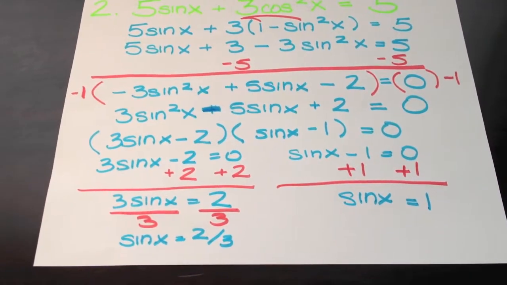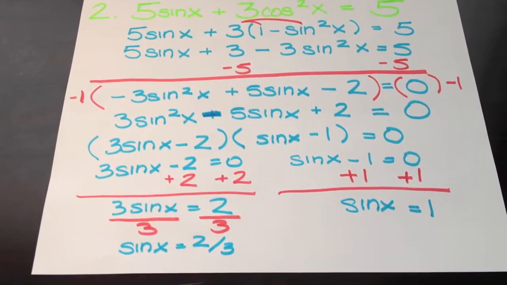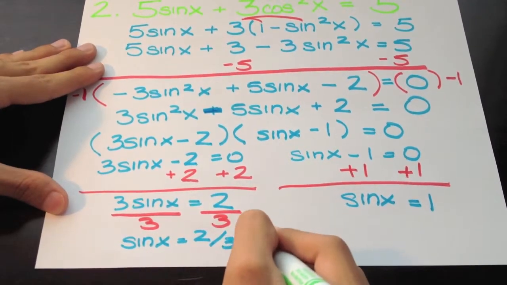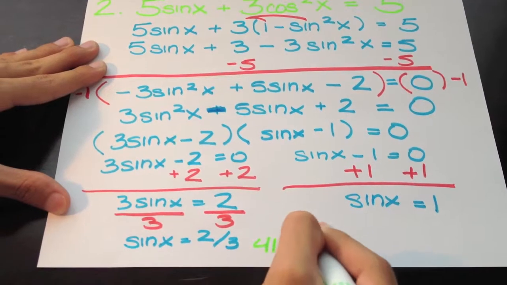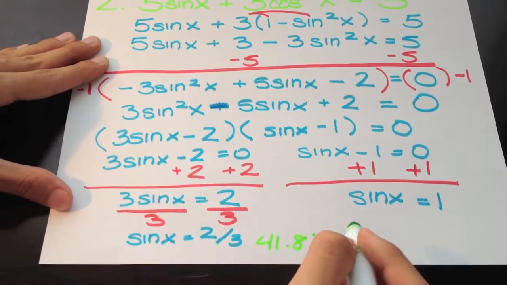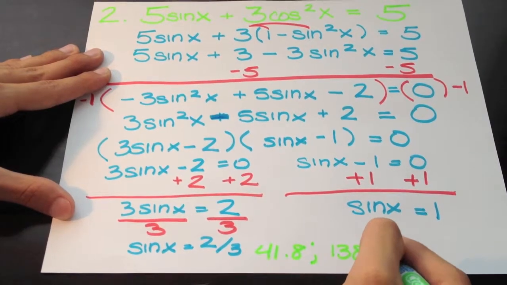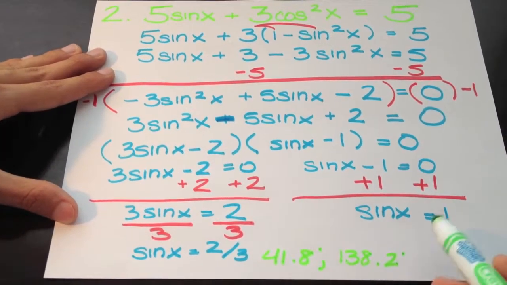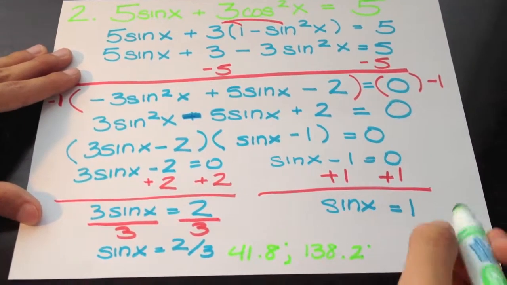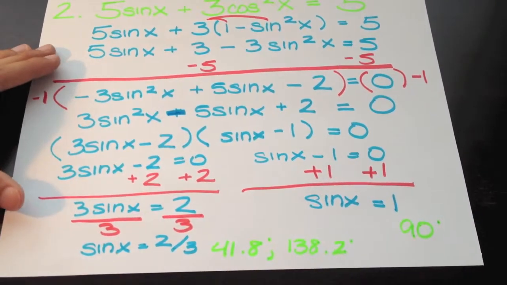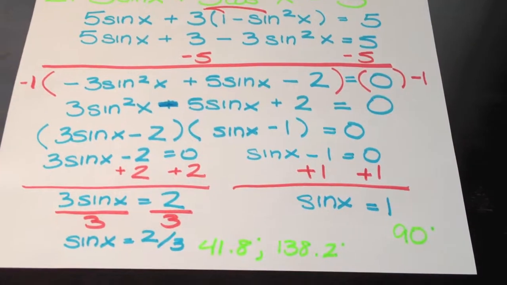Sine of x equals 2/3 in angles 41.8 degrees and 138.2 degrees, and sine of x equals 1 in angle 90 degrees. So these are our final results.